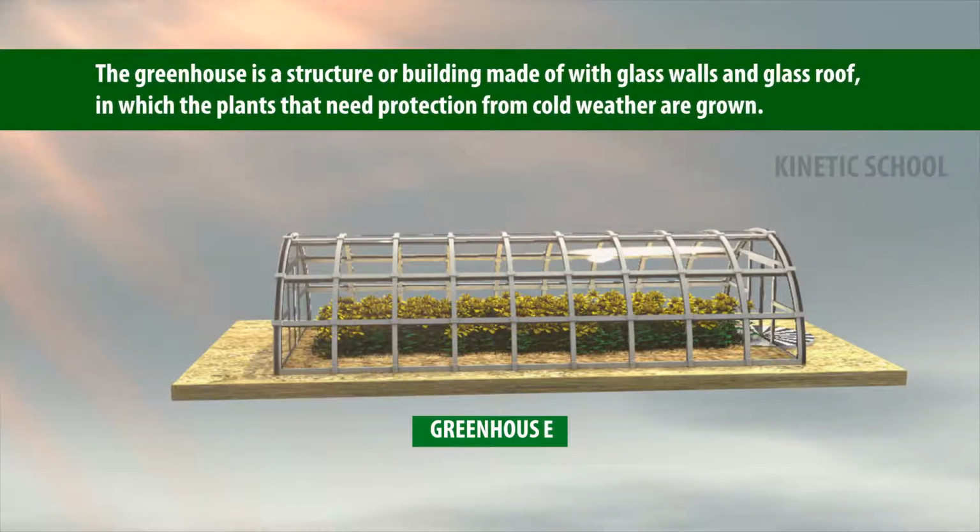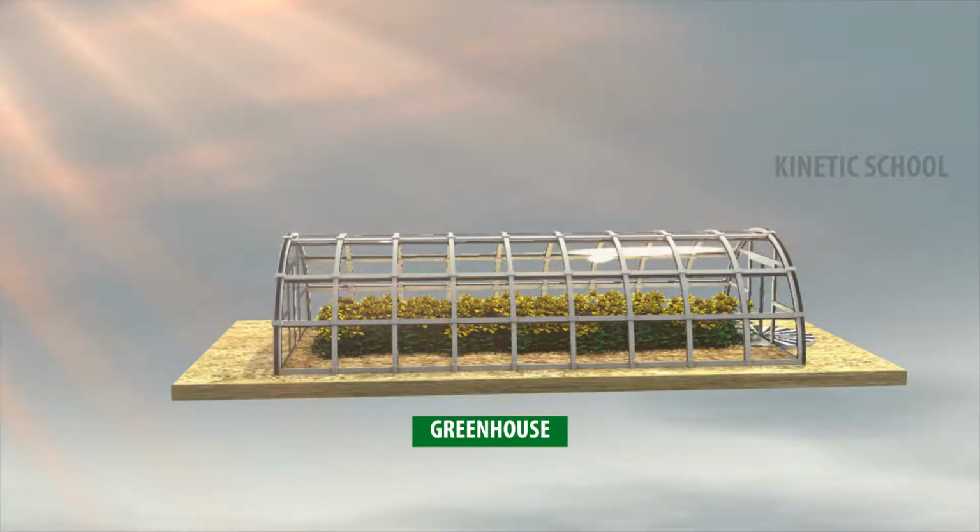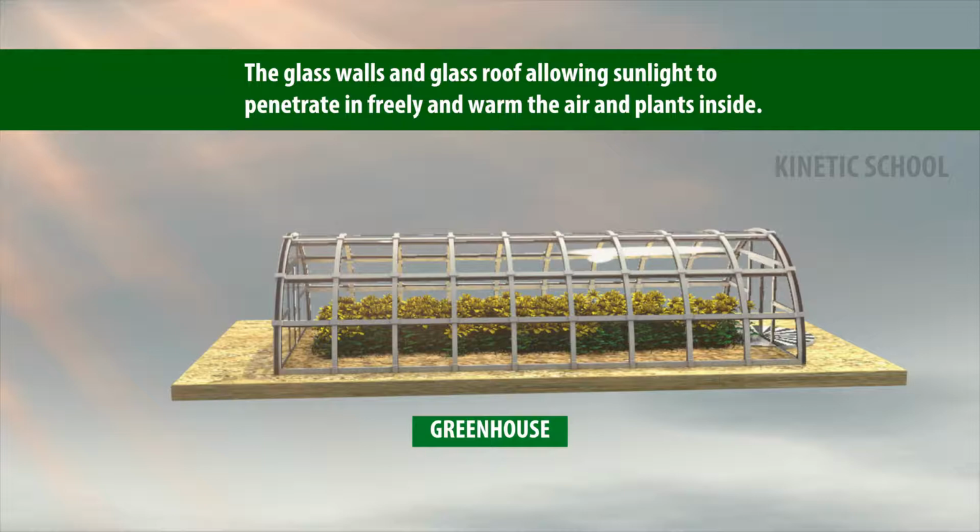The greenhouse is a structure or building made with glass walls and a glass roof, in which the plants that need protection from cold weather are grown. The glass walls and glass roof allow sunlight to penetrate freely and warm the air and plants inside.